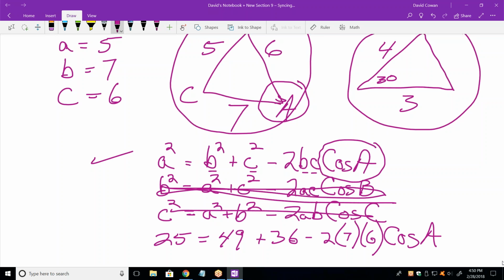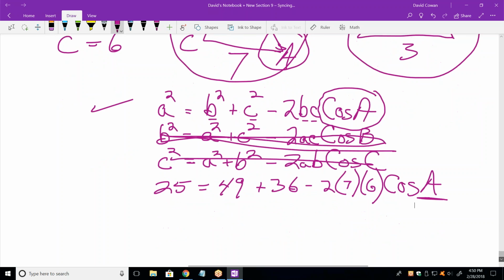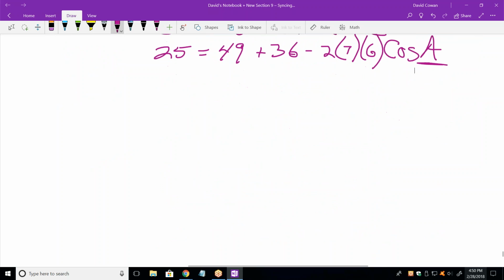Notice that the only unknown we have in this entire equation is angle A. Now, when you only have one unknown, you're going to be able to solve it. Let's go through the math, because the math can be somewhat tricky.